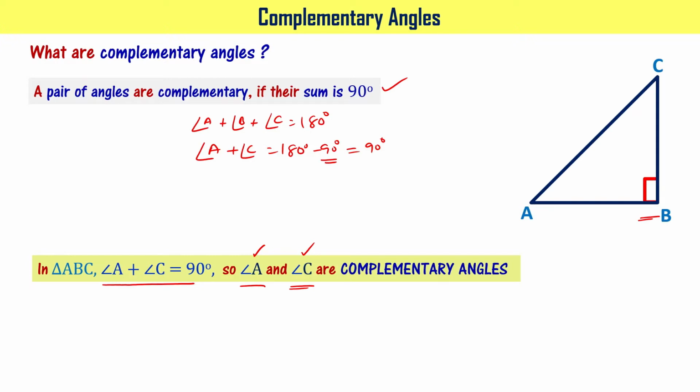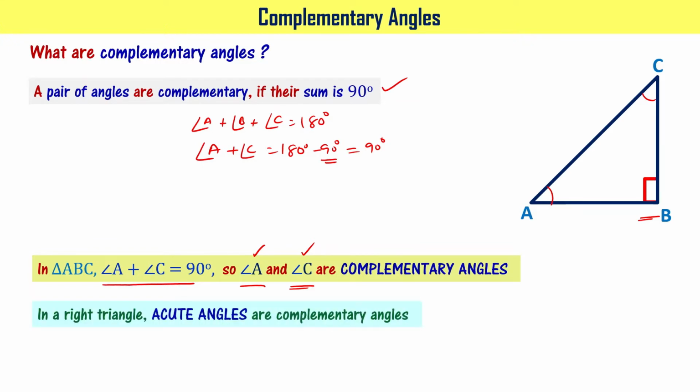What is the other point we should have learned here? When you look at a right angle triangle, you have two acute angles, angle A and angle C in this particular case. These two acute angles, the sum is always 90 degrees, right? That's why we can say that in a right angle triangle, acute angles are complementary angles. Please note this.